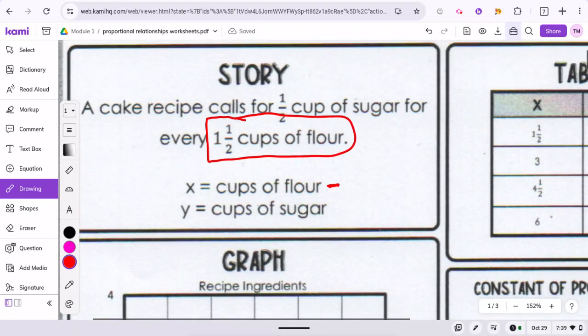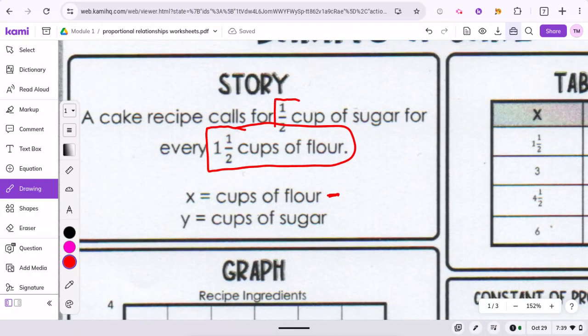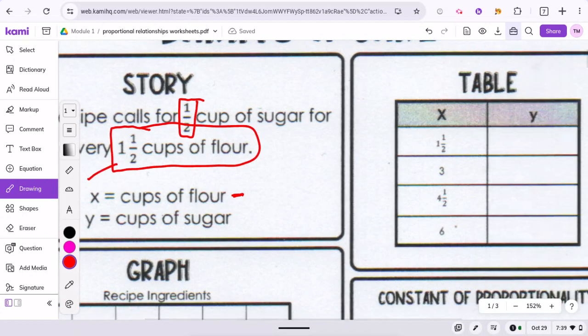And then that will determine how many cups of sugar you need. This says 1/2 cup for every 1.5 cups of flour. So over here it has the X for the independent, so you would put the number that's dependent upon that, which is the 1/2 cup of sugar.